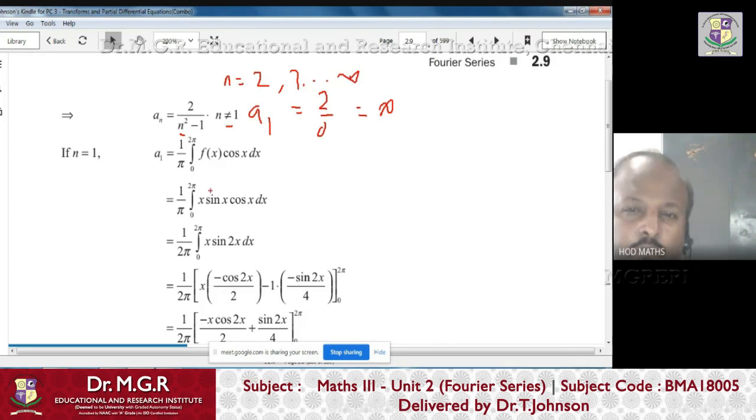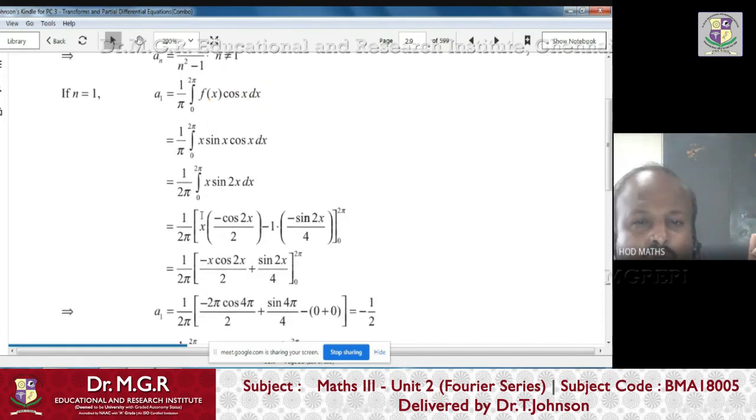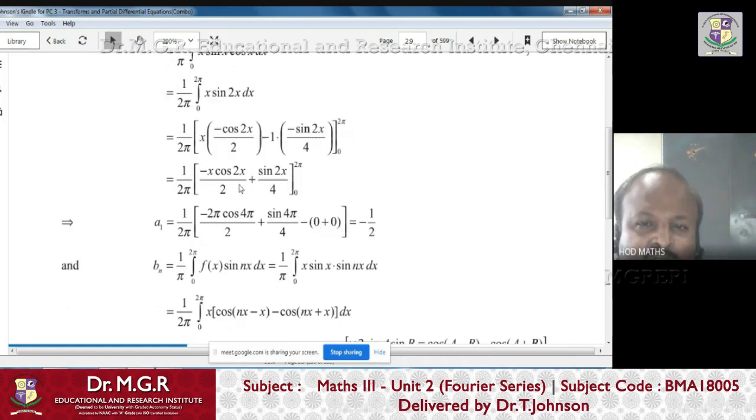Then how to find a1? Again, we come back to the original formula. What is the original formula? an, and in place of n, I put 1: 1 by 2 pi, integral 0 to 2 pi, f of x, cos nx. So in place of n, I put 1, cos x. f of x is x sin x. Now you integrate this in your usual manner. You know, sin theta cos theta is sin 2 theta. Otherwise, you can again use the sin a cos b formula. You will get this. Again, the same Bernoulli's formula, u v1 minus u dash v2. Again, same thing, you have to substitute the limits. Then you will get some number minus 1 by 2.